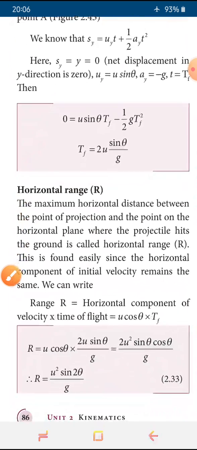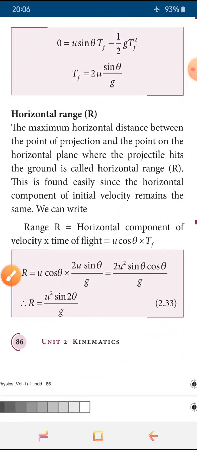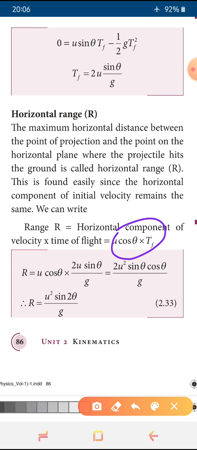Next is horizontal range. Horizontal range is, from the time of throwing until it hits the ground again, the distance covered horizontally; that is called range. Okay, and we can write this formula: range is equal to horizontal component of velocity into time of flight. So horizontal component is u cos theta into tf. We are substituting in the range. So u cos theta is there, and time of flight we got. So from this equation we are substituting u cos theta into 2u sin theta divided by g.